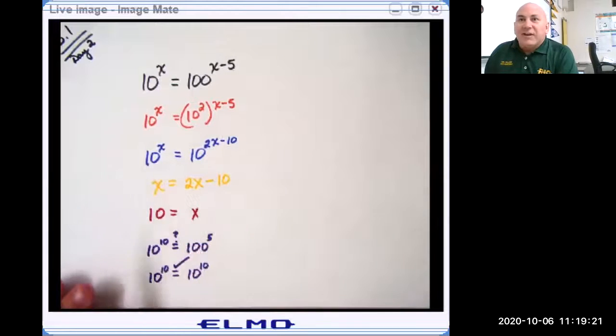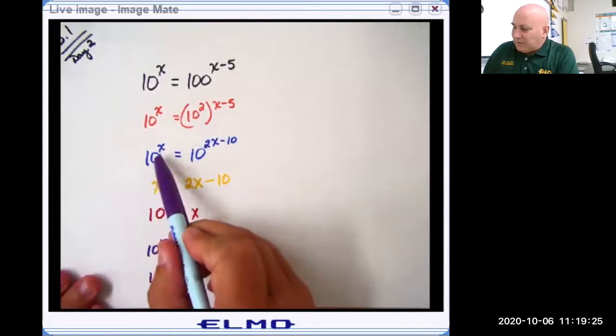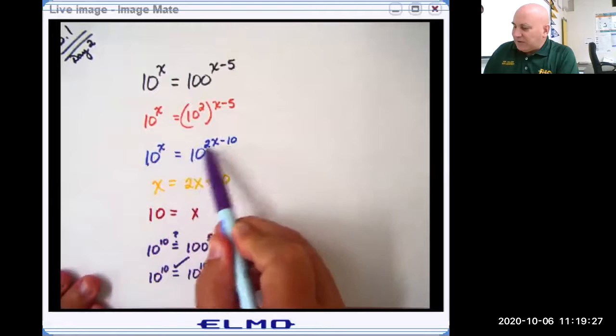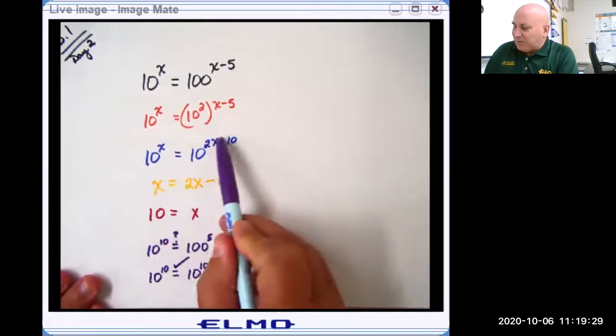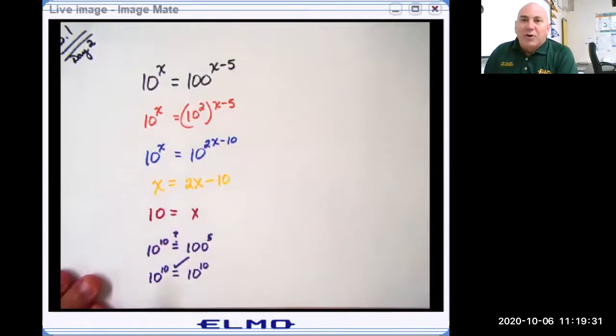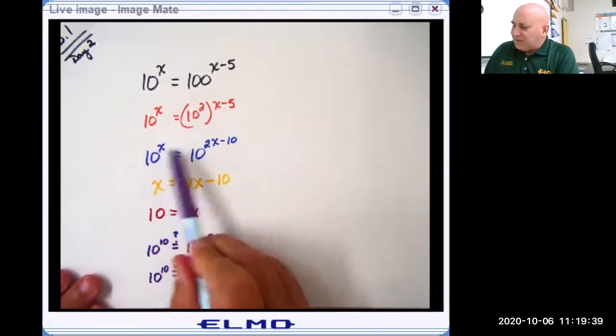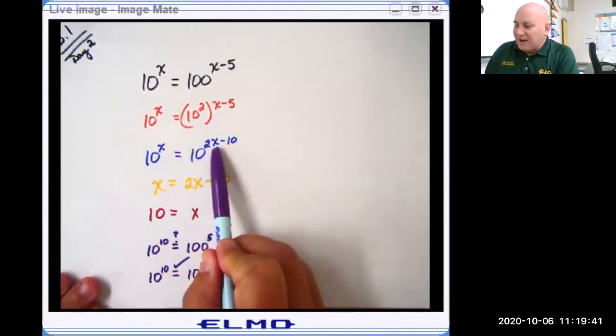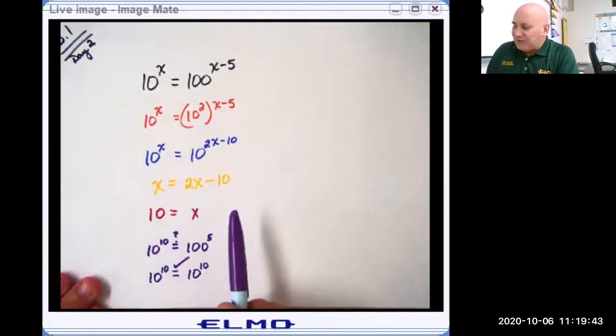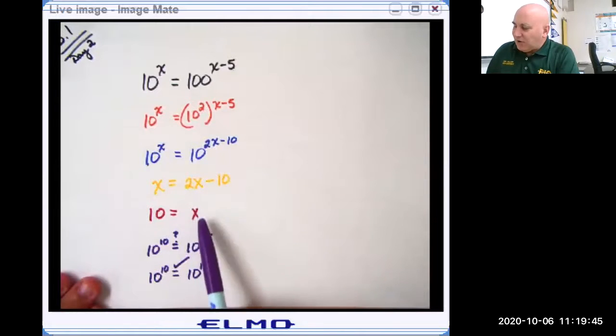Now, since those exponentials are one-to-one, 10 to this power equals 10 to this power, well, this power must equal this power. What we're really doing here is we're taking the log base 10 of both sides, but not tell anyone yet. We're just going to set the exponents equal for right now, given that they have the same base. And then you solve for x.